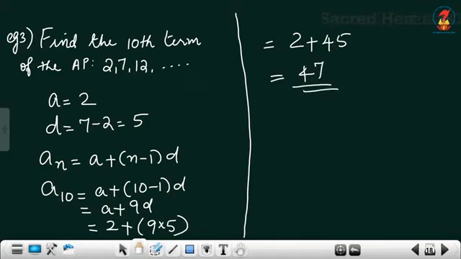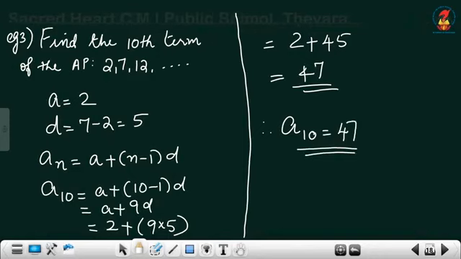After getting this answer, you have to write the final answer again. So therefore A10 is equal to 47, or the 10th term is equal to 47.